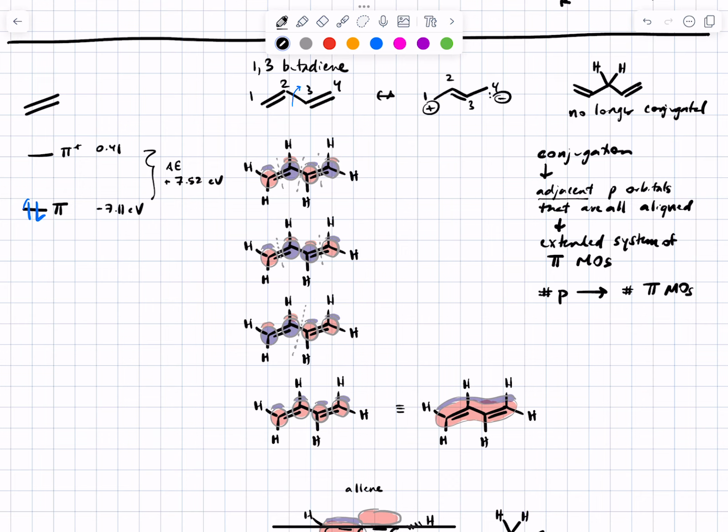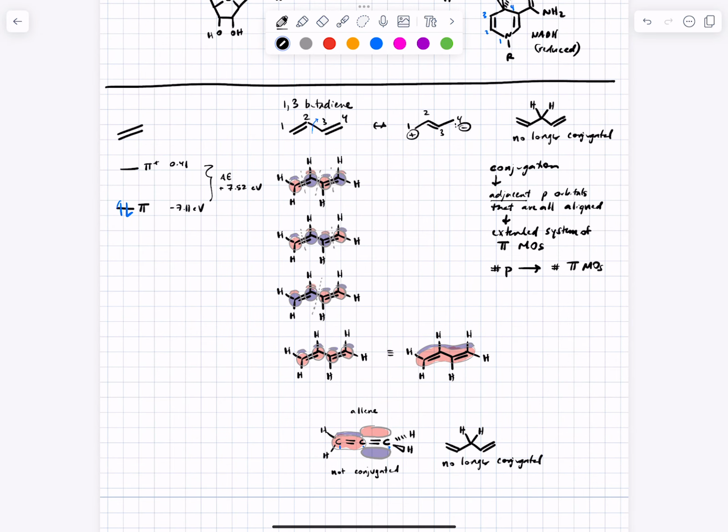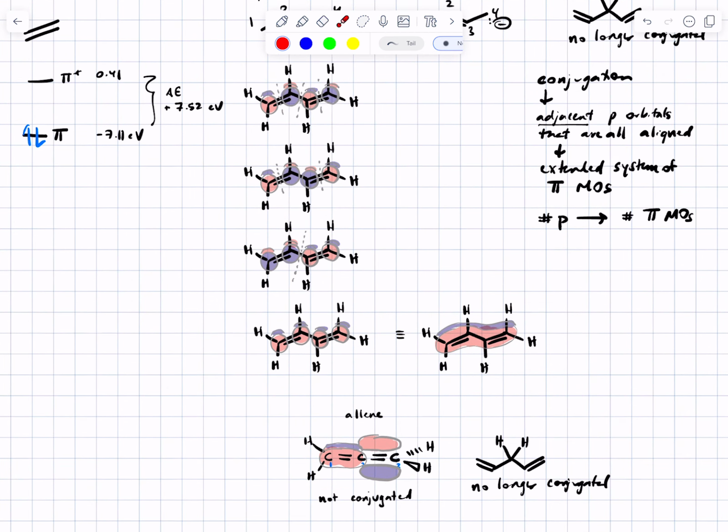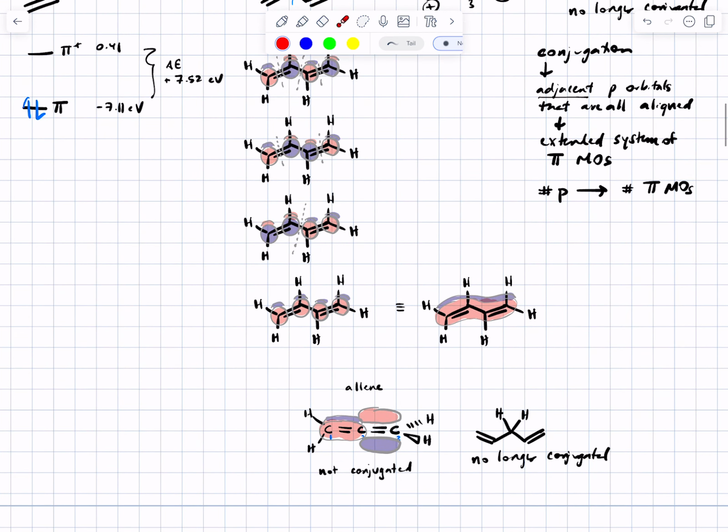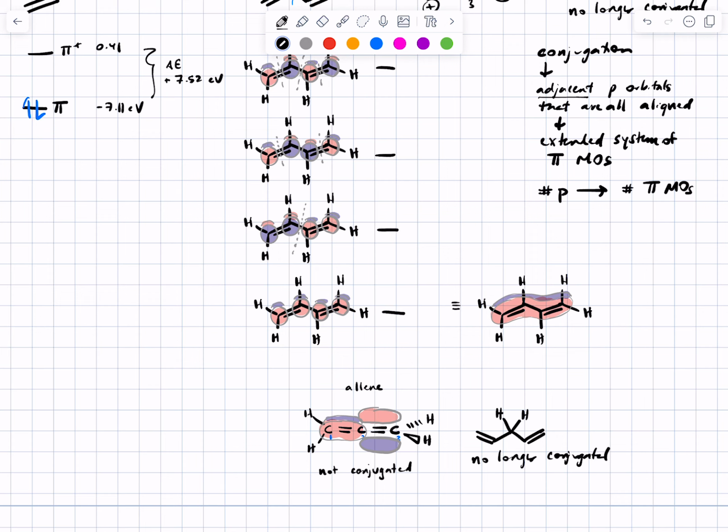So for 1,3-butadiene, I see that I have 2 electrons in the pi bond between 1 and 2, and 2 electrons in the pi bond between 3 and 4. That's 4 electrons that I can use to fill these pi molecular orbitals. We can call them pi 1, pi 2, pi 3, and pi 4. And if I'm using the available electrons, I'd see that pi 1 and pi 2 are full. Pi 3 and pi 4 are empty, which makes pi 2 the HOMO and pi 3 the LUMO.